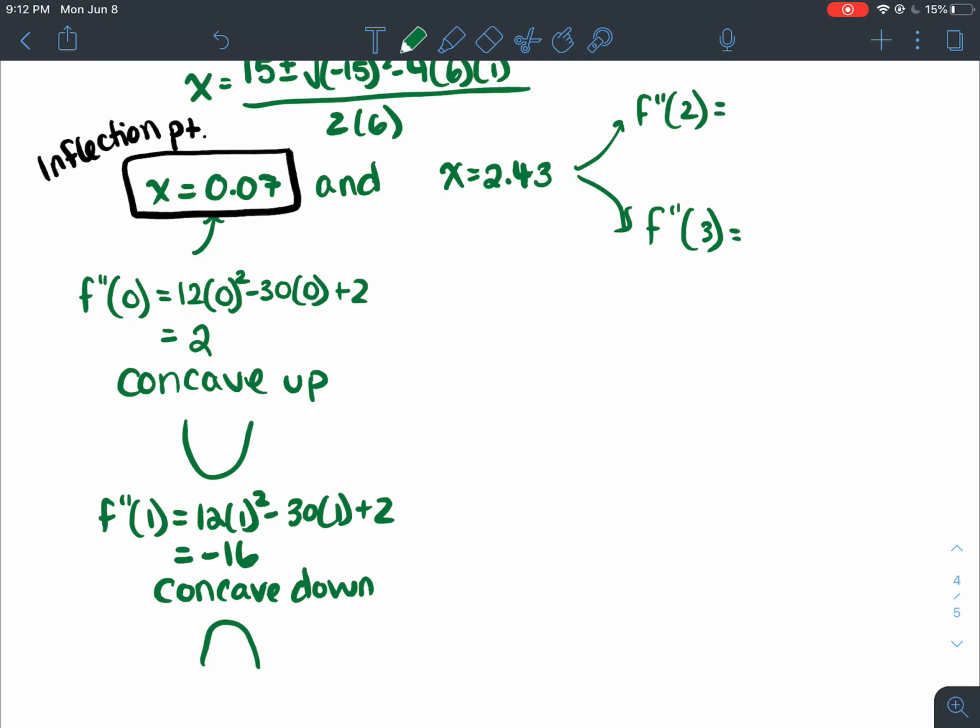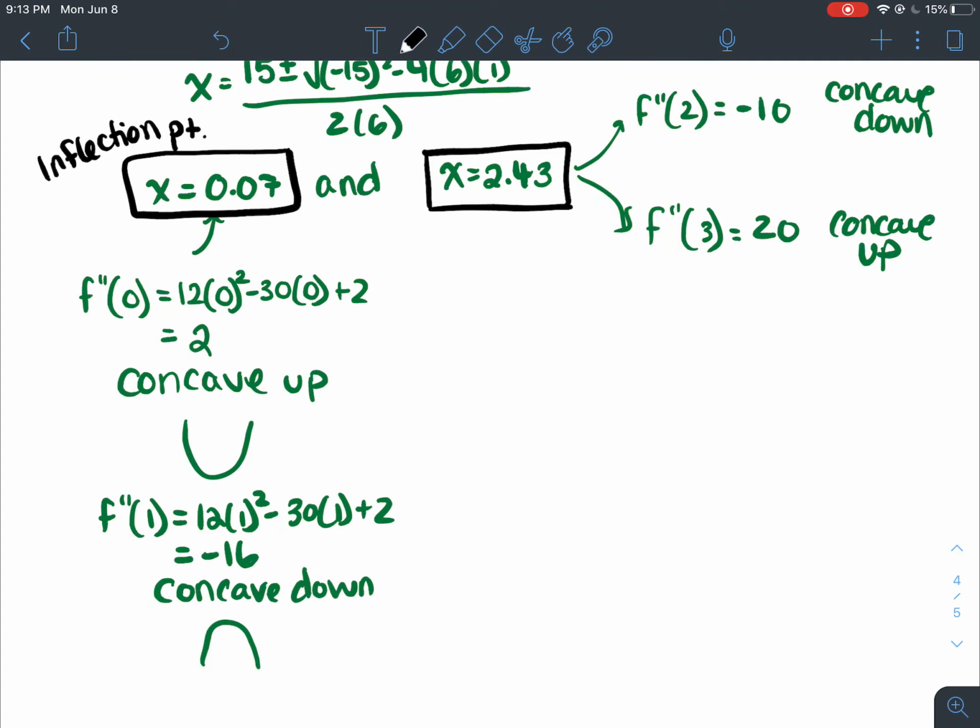So if you actually subbed these values into the second derivative, you get negative 10 for this one, and you get 20. So you know this one's going to be concave down, because it's a maximum there, and this one's going to be concave up. So therefore, that other guy is a point of inflection also.